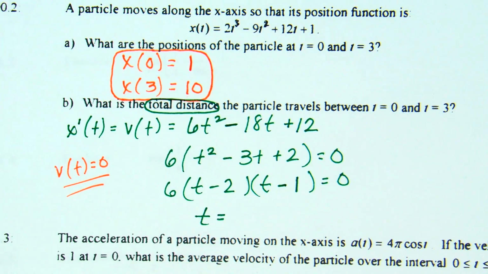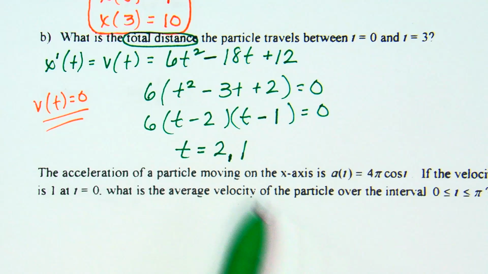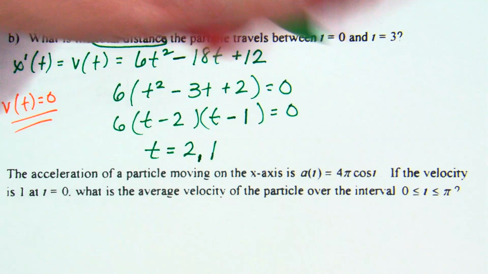That's where it's changing direction. It's when it's changing direction, okay? Or when it's stopping at least, right? So we need to look at, we already know the position at time 0. We already know the position at time 3. We also need to figure out the position at times 1 and 2. Does that make sense?